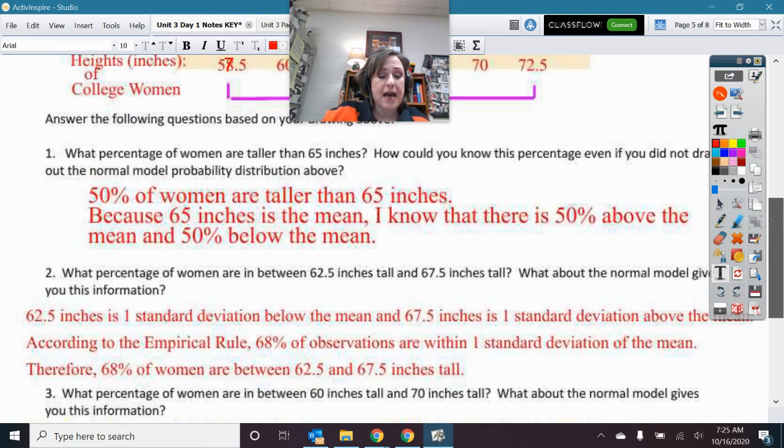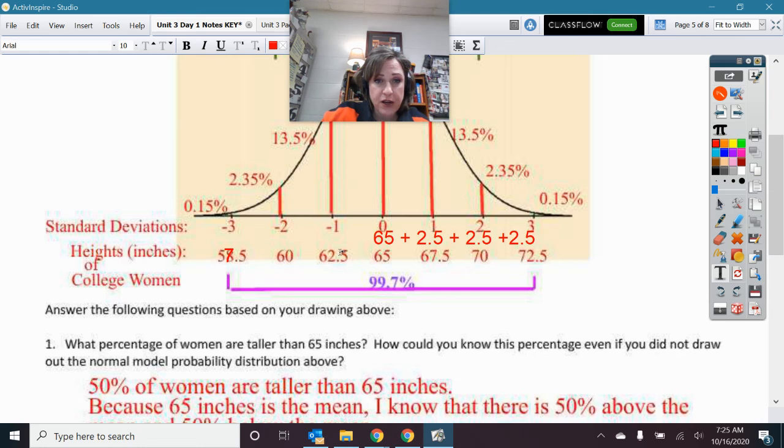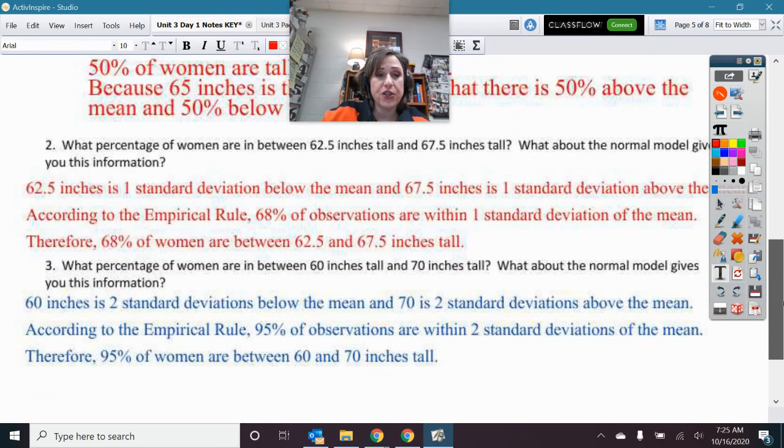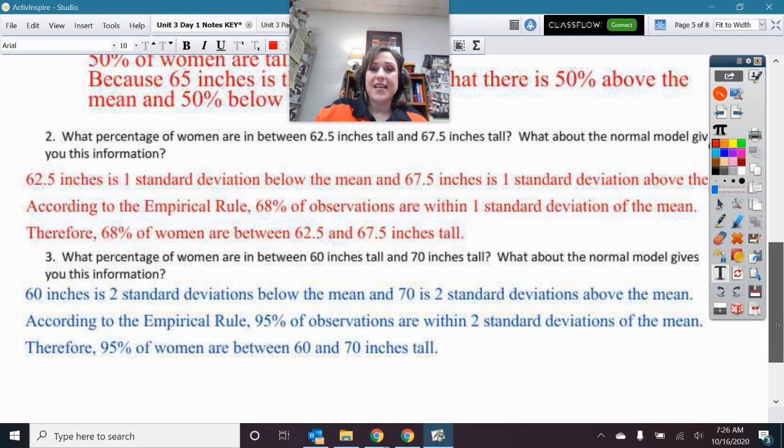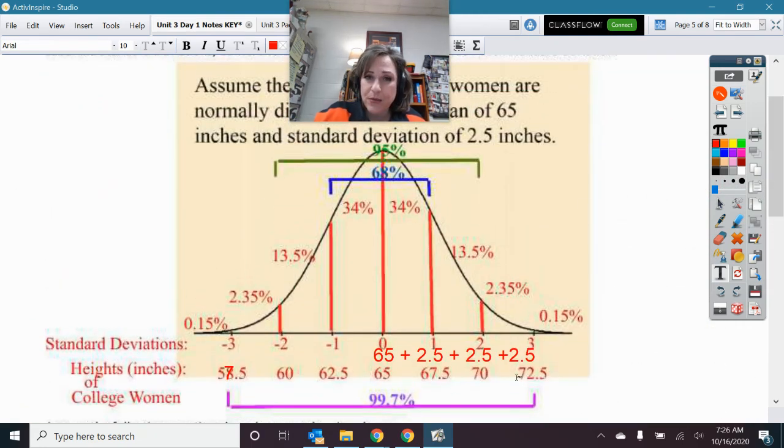All right, next. How about between 60 and 70? Well, I look up here and I see that is 2 standard deviations below the mean and 2 standard deviations above the mean. So, like number 2, I've got that situation covered. 60 inches is 2 below the mean, 2 standard deviations. 70 is 2 standard deviations above the mean. According to the empirical rule, 95% of observations are within 2 standard deviations of the mean. Therefore, here's my context, 95% of women have heights between 60 and 70 inches tall. All right, so see, that's how we are being able to find the proportion of women that have certain heights.